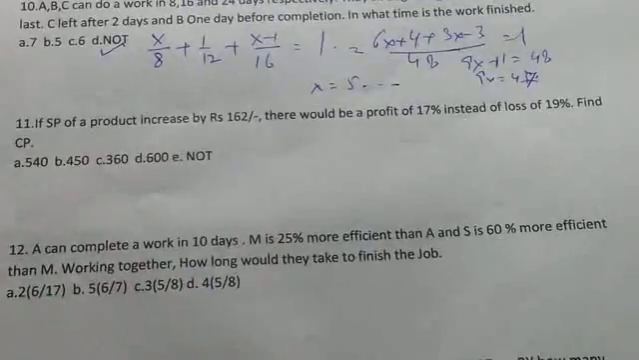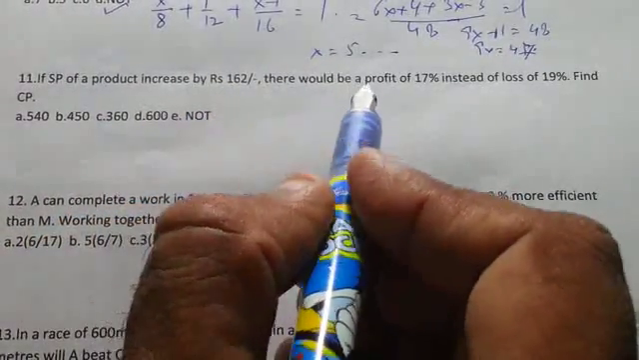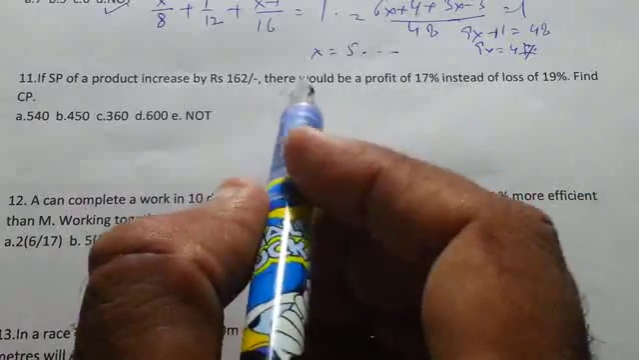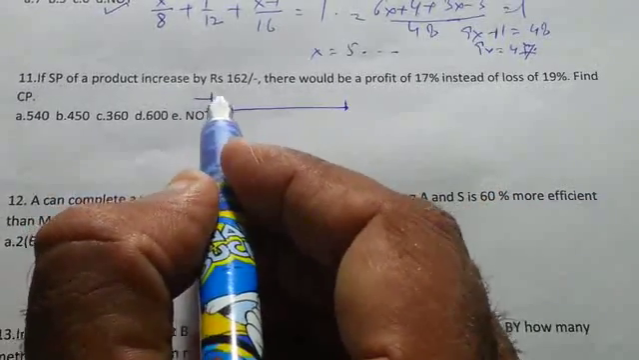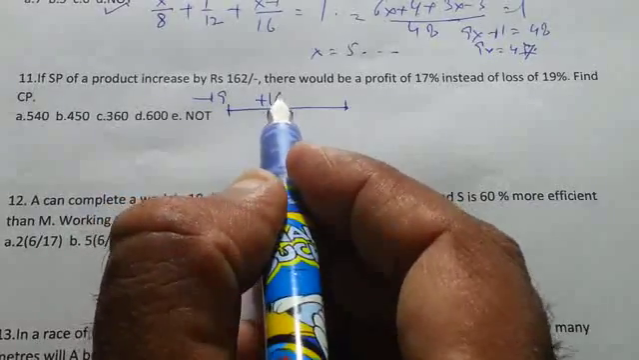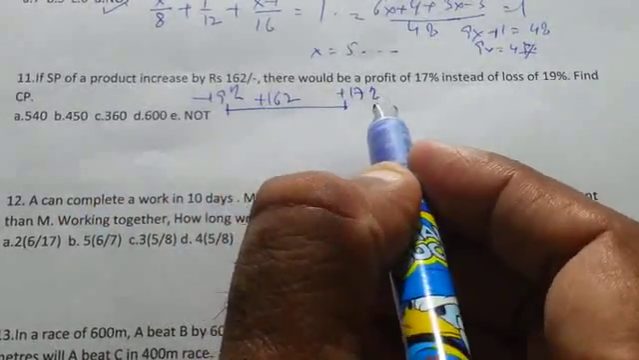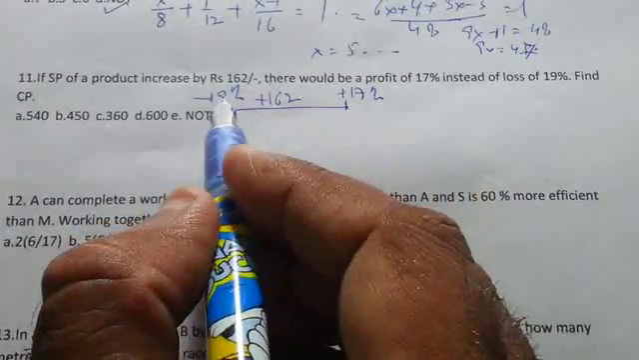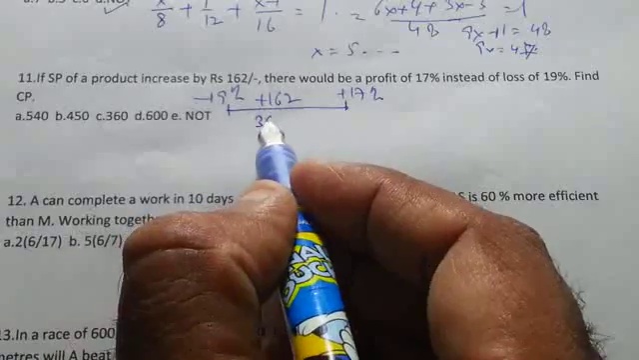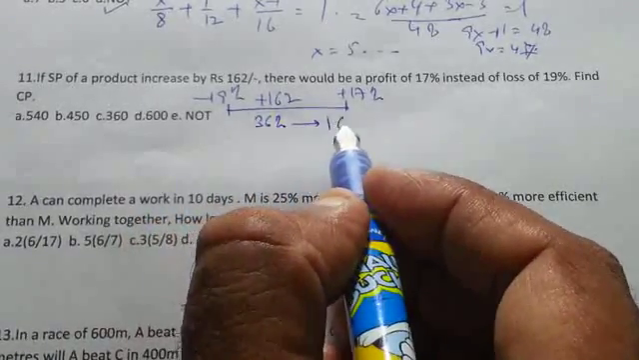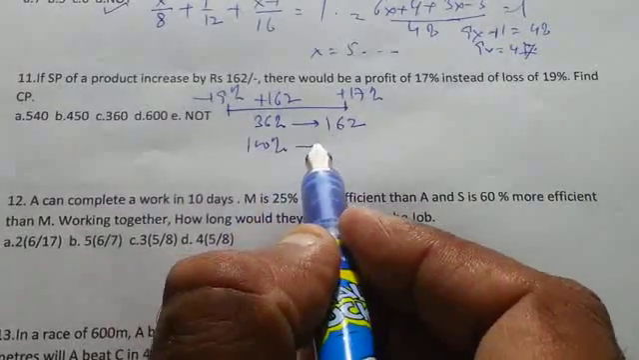Correct? Now next. If the selling price of a product is increased by 162, there would be a profit of 17% instead of a loss of 19%. So at present I am having a 19% loss. If it goes up by 162 rupees, we can have a profit of 17%. So how much is the difference between these percentages? It is equal to 36%. So 36% is equal to 162.